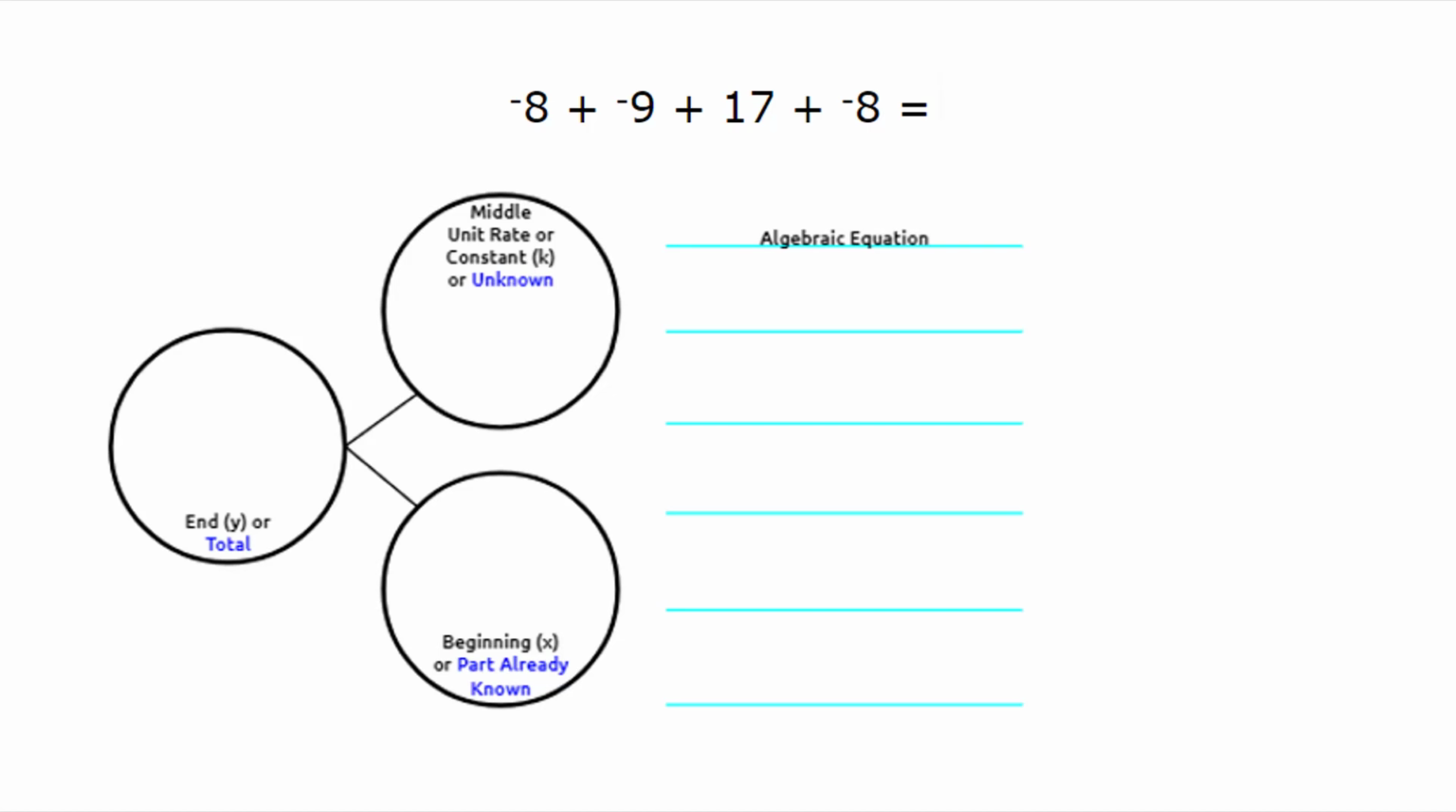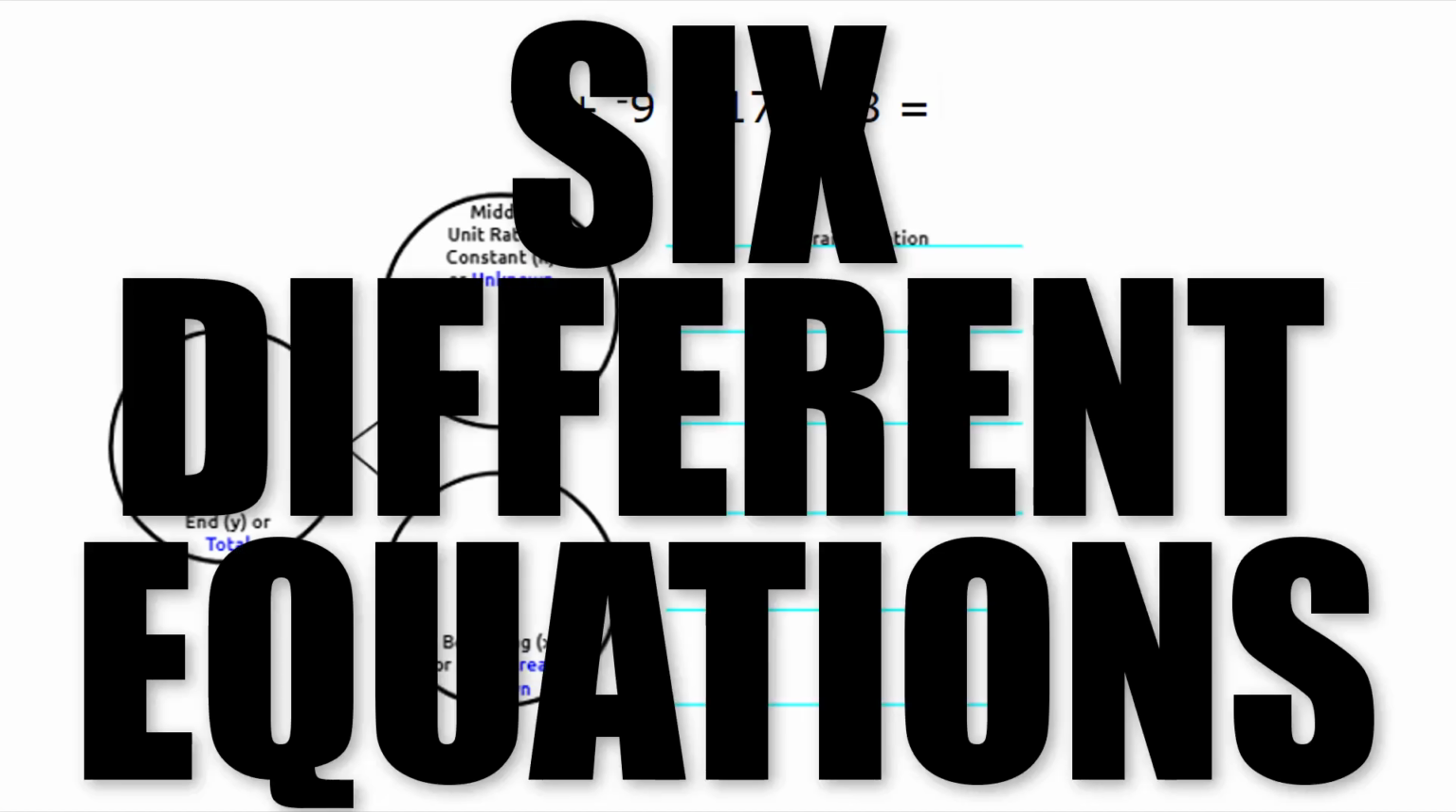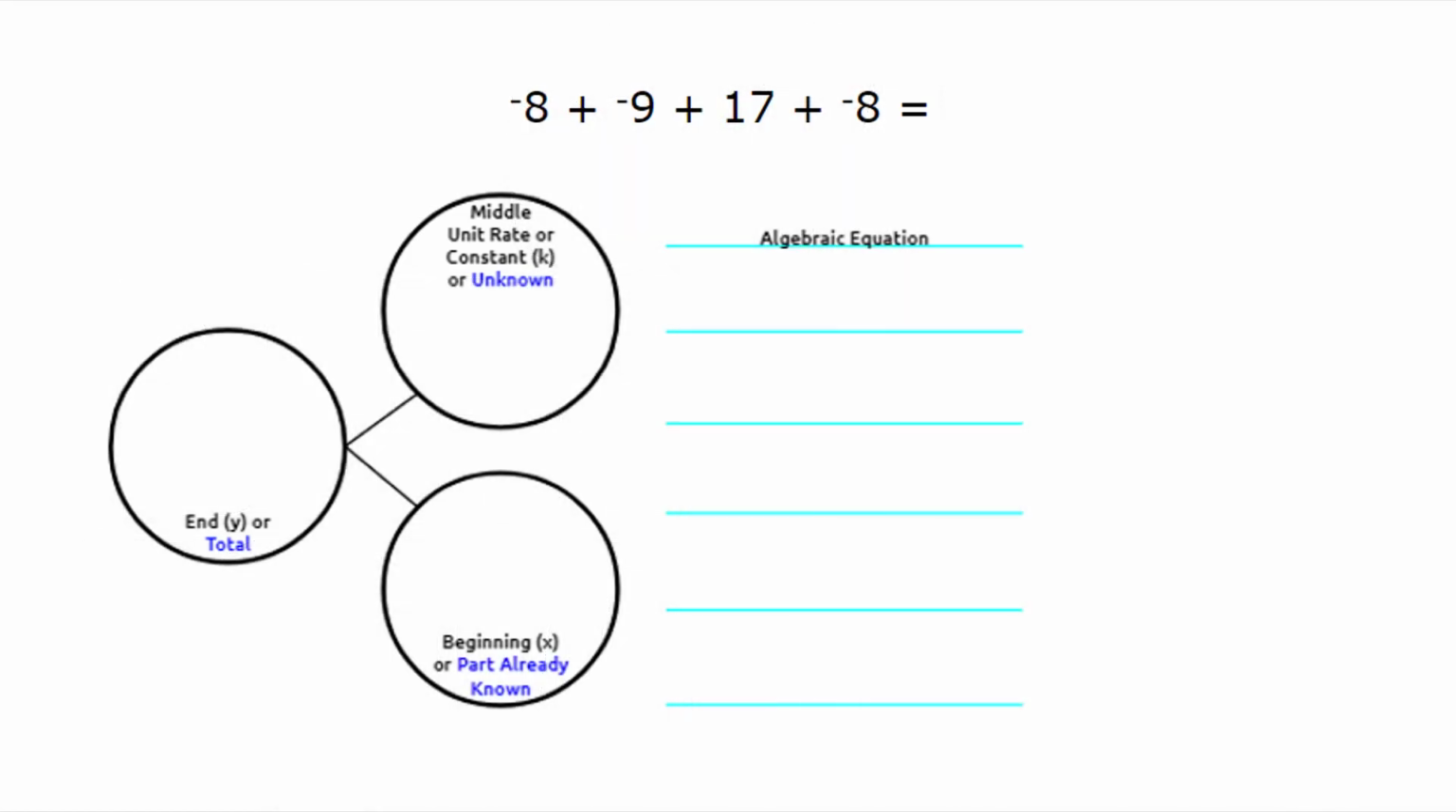I'm going to show you how to take integers, combine like terms, positives and negatives, and then put them into a number bond and write 6 different equations.